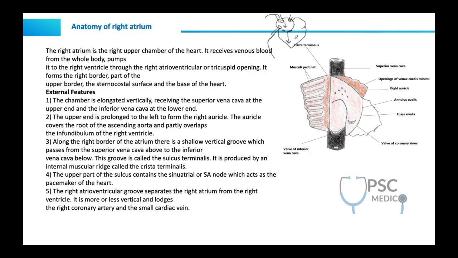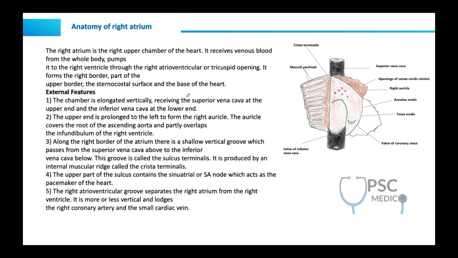Okay, so right atrium is the right upper chamber of the heart, and it receives venous blood from the whole of the body, and it pumps into the right ventricle through the tricuspid opening. Okay, and it also forms the right border and a part of upper border of the heart. Okay, what are the external features then? Very important. When it comes to anatomy of the heart, let us look at the external features.